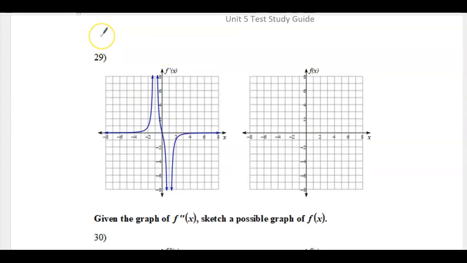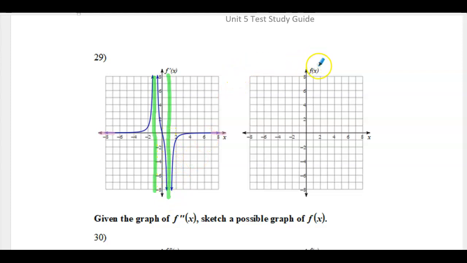All right, let's go ahead and take a look at this one here. Now this graph here has got some asymptotes on it. It's got a horizontal asymptote on the left and the right. And it also has vertical asymptotes. It has one going down this line here. And it has another one going down this line here.